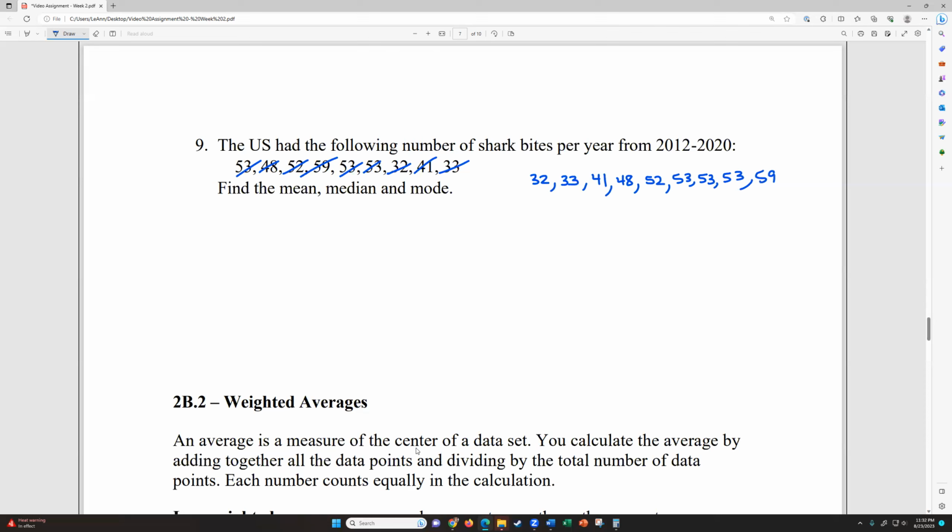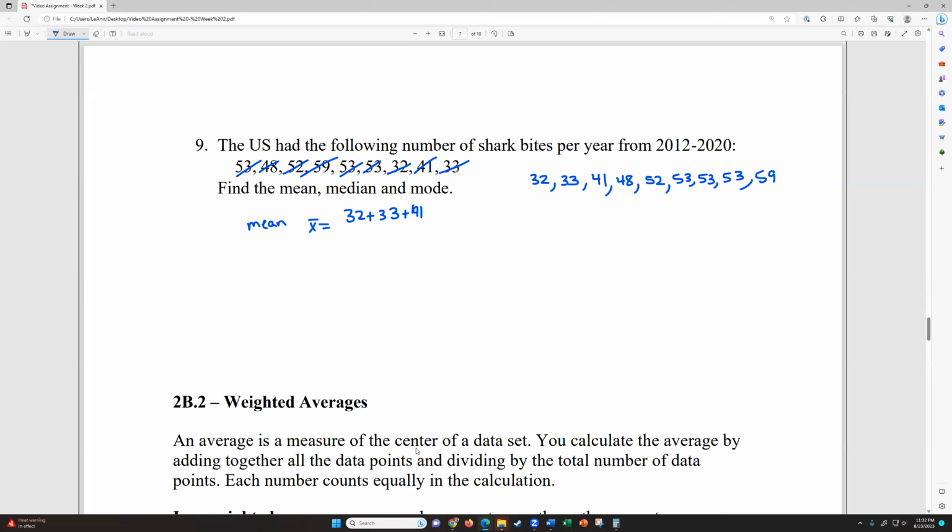And I had 1, 2, 3, 4, 5, 6, 7, 8. I think I counted twice. 1, 2, 3, 4, 5, 6, 7, 8, 9. And I still have 1, 2, 3, 4, 5, 6, 7, 8, 9. Okay. So our mean, or our X bar here, would be to add all of these up.